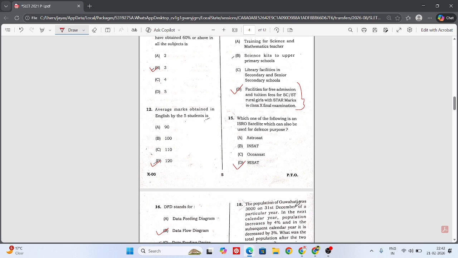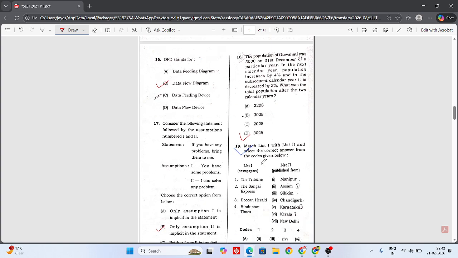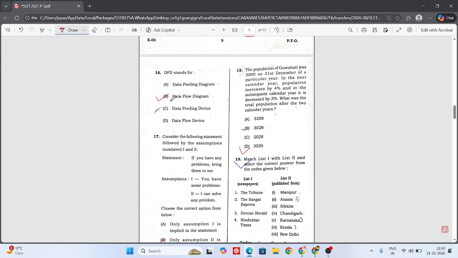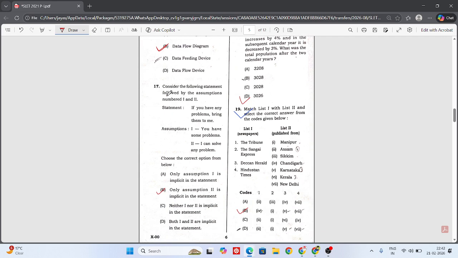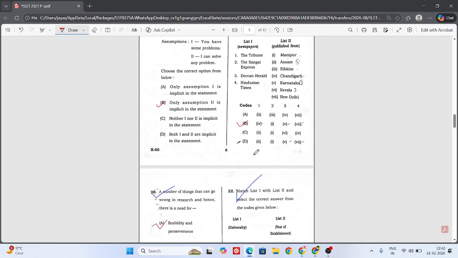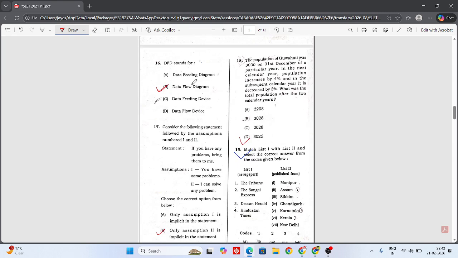Which one of the following is an ISRO satellite which can also be used for defense purpose? So RISAT is the correct answer for this question. DFD stands for data flow diagram. Full forms are asked in the SLET paper every year, so they used to ask. Now here, this DFD stands for data flow diagram.